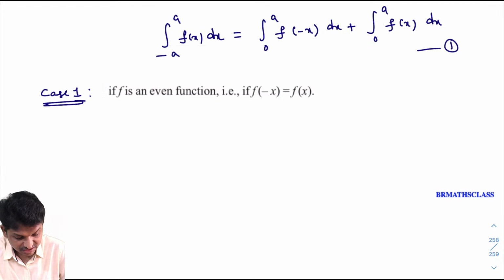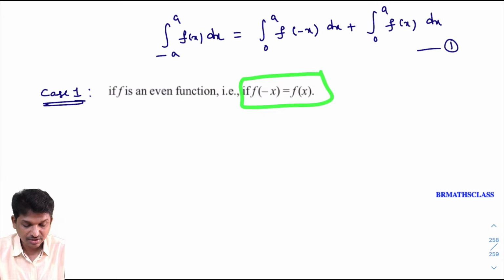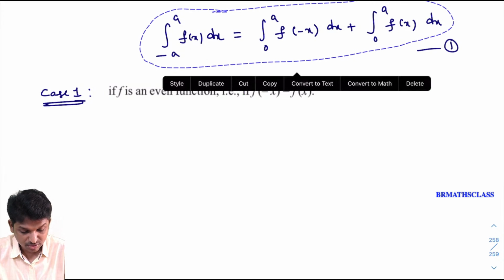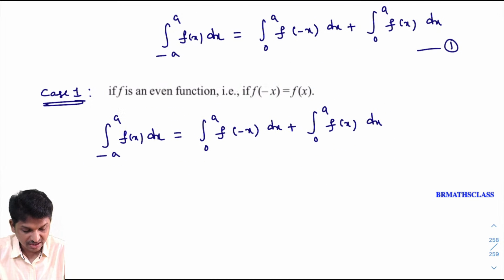F is an even function. Even function means what? When we say a function is an even function, it means f of minus x is f of x. So this is the case: f of minus x is f of x. Okay, let me take what we got from equation 1, copy it and paste it here. This is what we actually have.